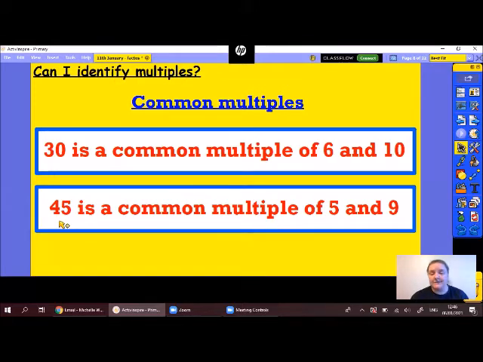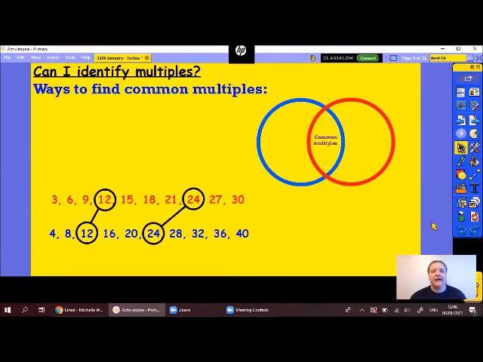45 is a common multiple of 5 and 9 because it's in the 5 times table and it's also in the 9 times table. So it has those times tables in common. There are different ways to find common multiples.